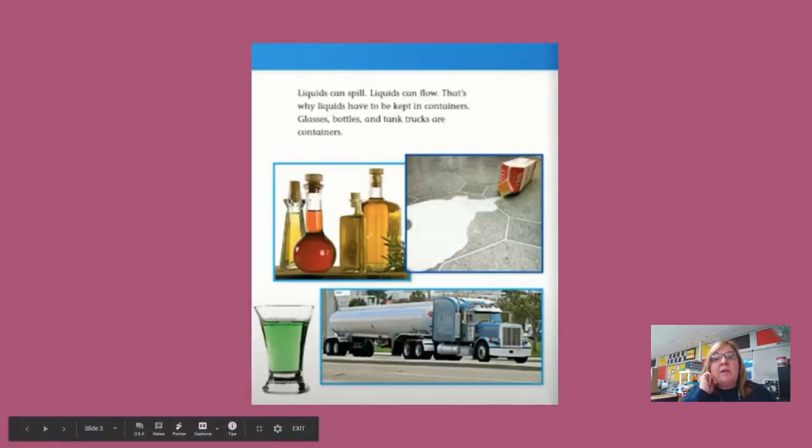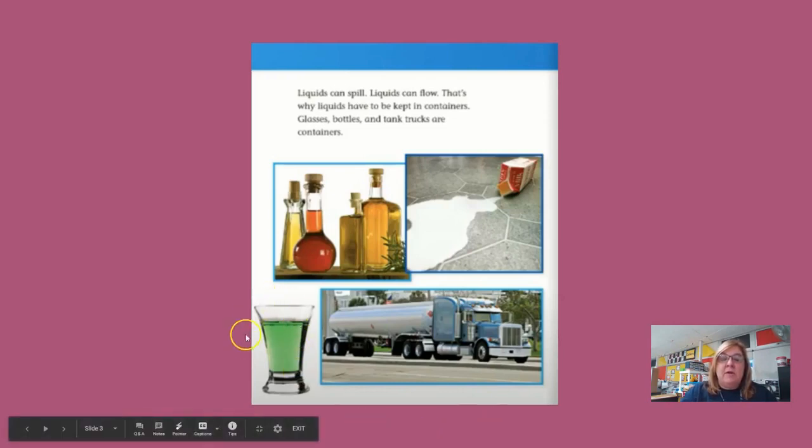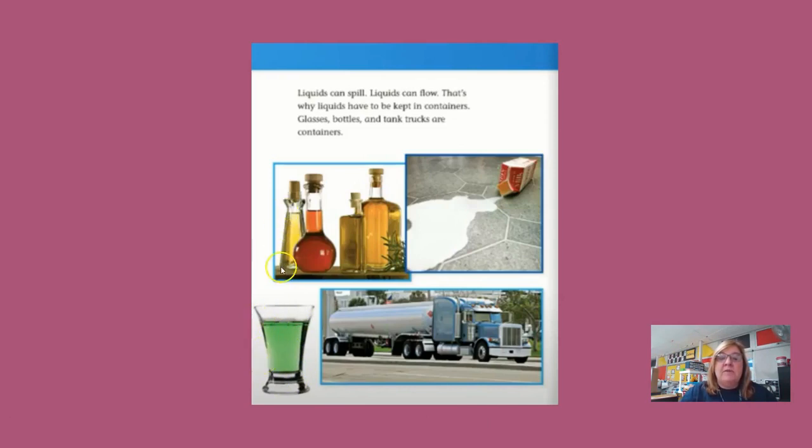Liquids can spill, liquids can flow. That's why liquids have to be kept in containers. Glasses, bottles, and tanker trucks are containers. Check this liquid out. Notice this liquid has a color. Notice these liquids take the shapes of the containers they're in. And notice our milk that has been spilled flows out and has a shape on the walkway.